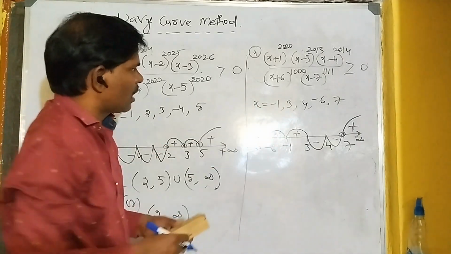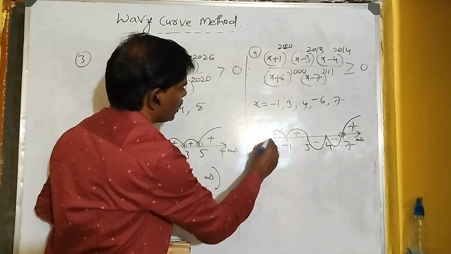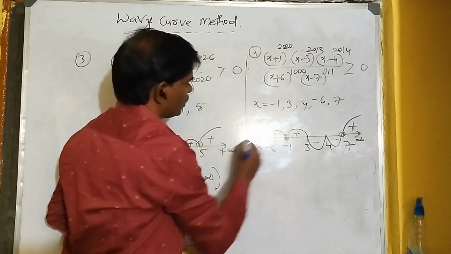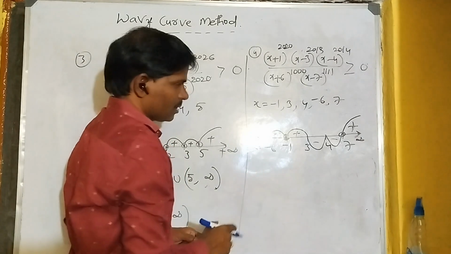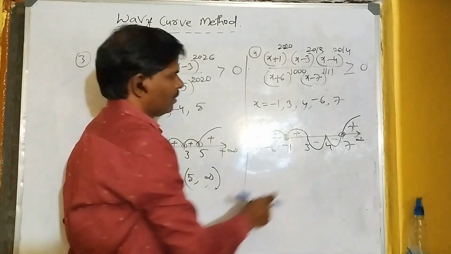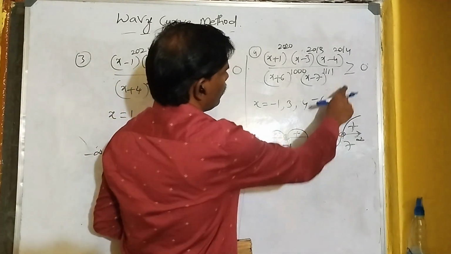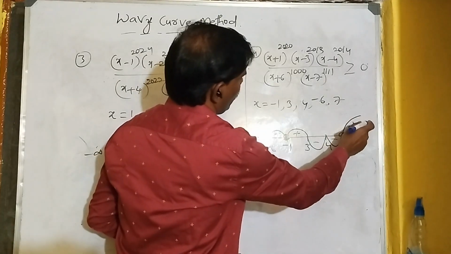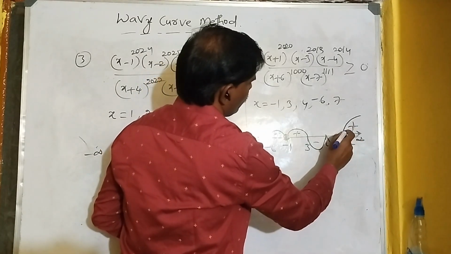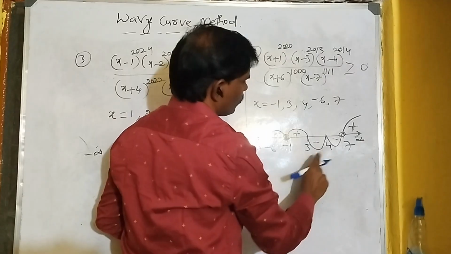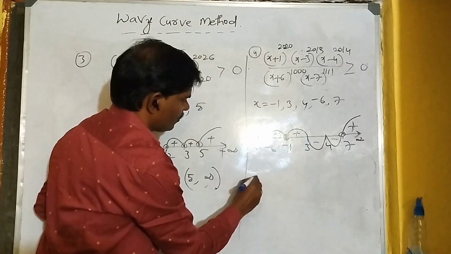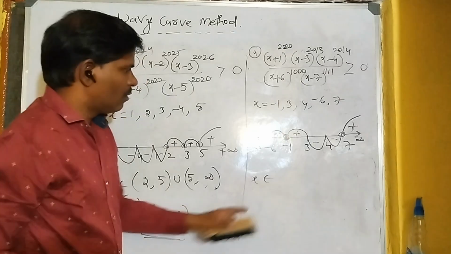Minus 6 is a hollow curve. This is the hollow circle. This is the thick circle. Hollow circle and thick circle. Here, what do you want? Greater than value. Greater than value means positive. Positive means 7 is the whole circle.